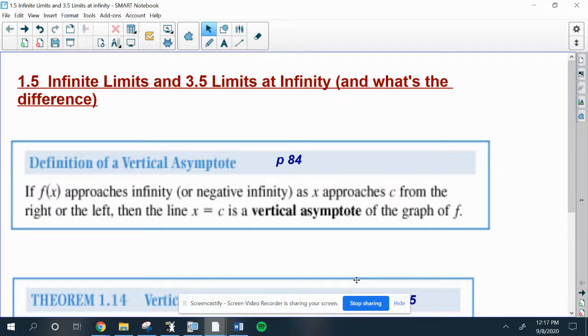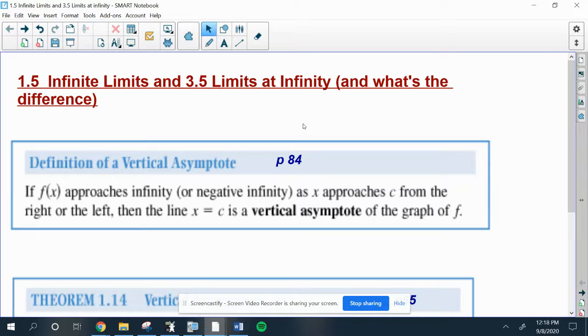So today we're going to look at infinite limits and limits at infinity and what the difference is between both of them. Just if you're keeping score here, 1.5 is where they talk about infinite limits, and they don't talk about limits at infinity until 3.5, but I figured it would be worthwhile to put it here. So we're really doing two sections. They're both pretty easy and a lot of review.